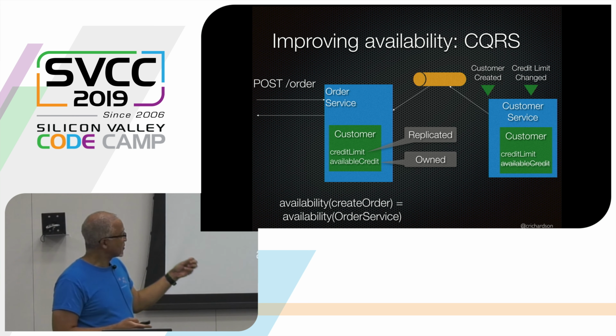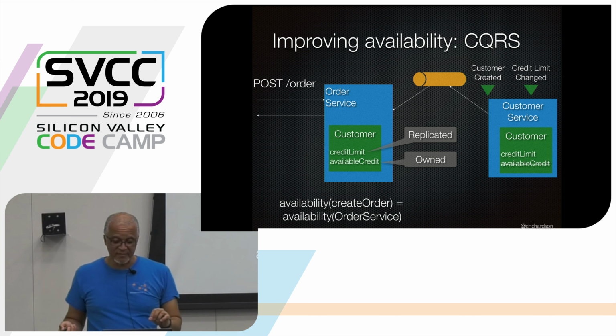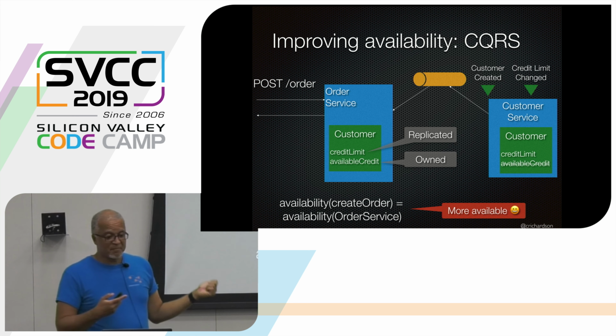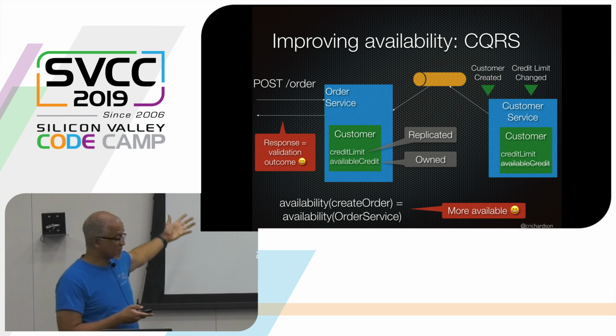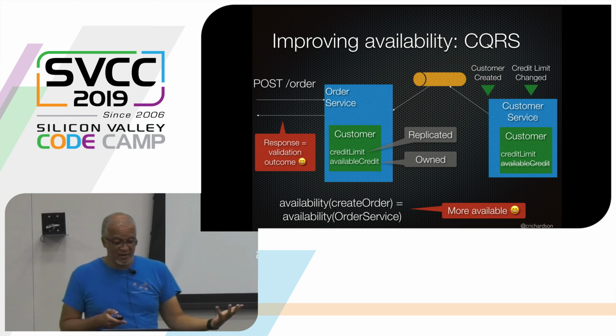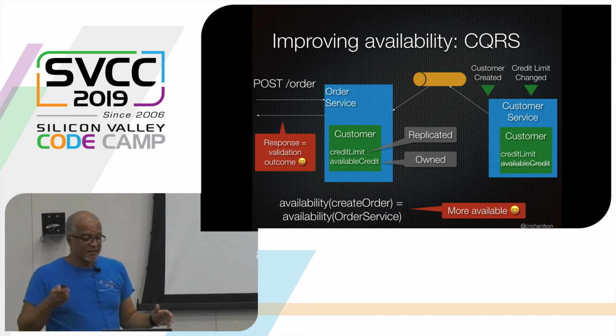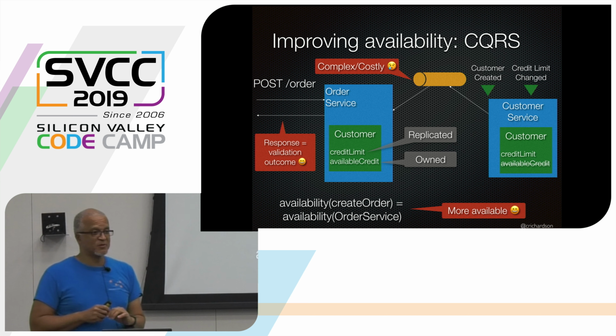So it's interacting asynchronously in a different way with the customer service. So you get better availability, plus the response can contain the outcome of doing the validation. The downside is that you've got the cost and complexity of doing all of this replication.